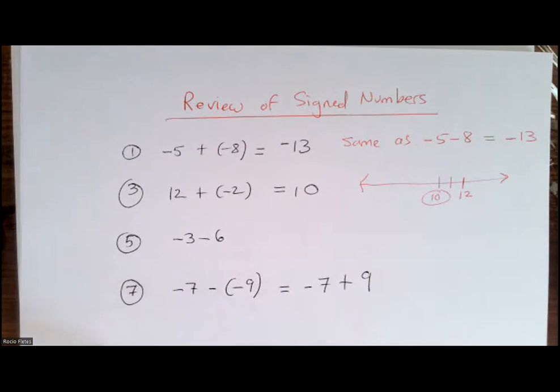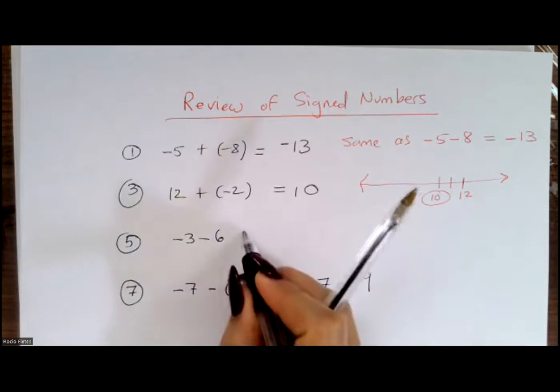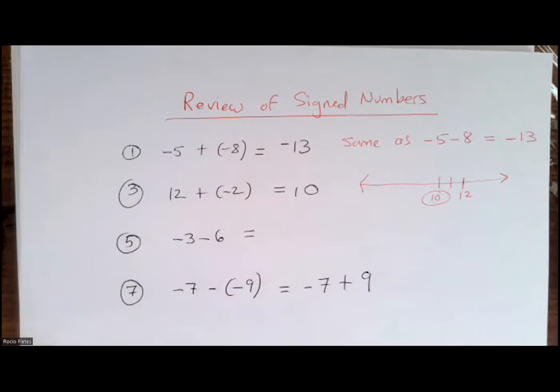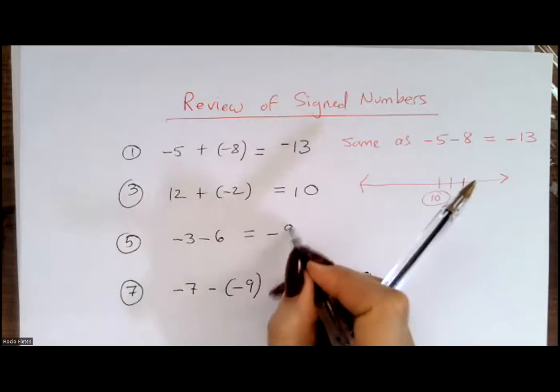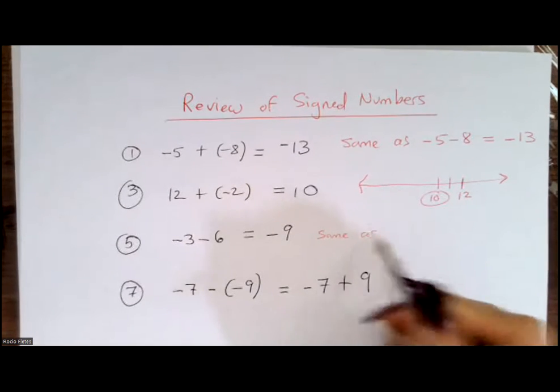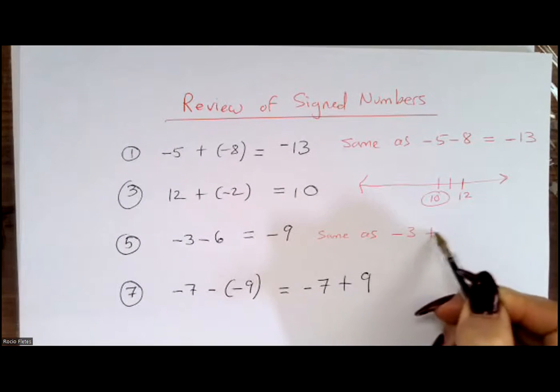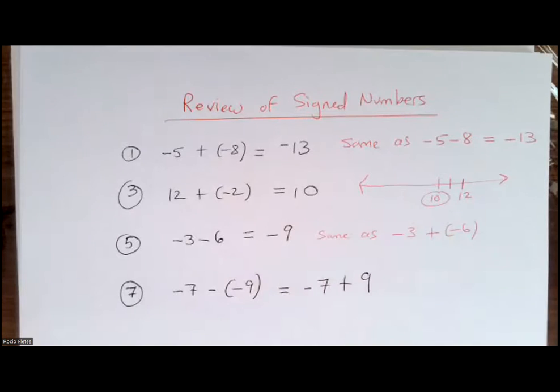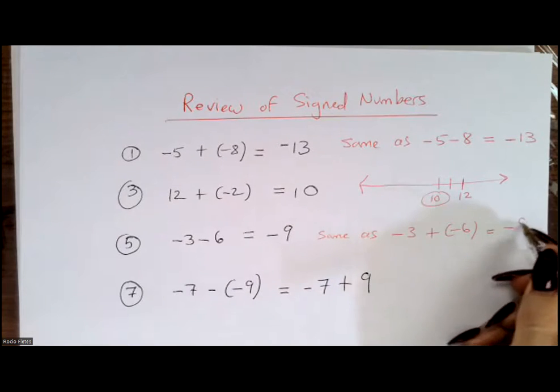Now this one, -3 minus 6, we know this is going to be -9 because this is the same as -3 plus -6, right? It's like adding 2 negatives. That's going to give me a -9.